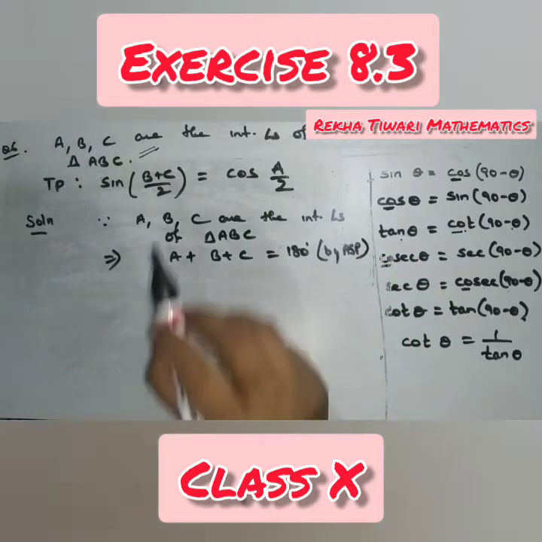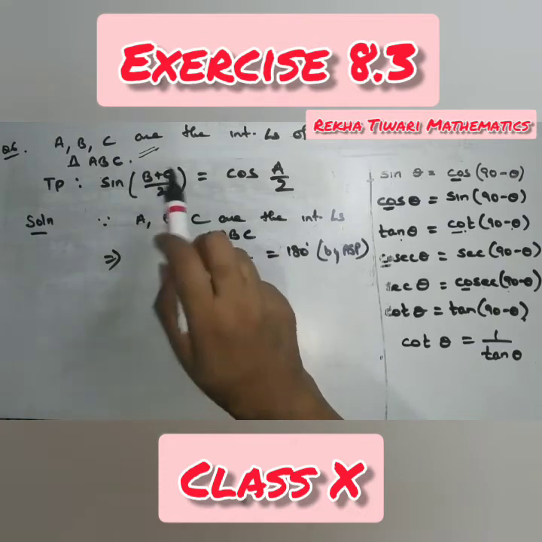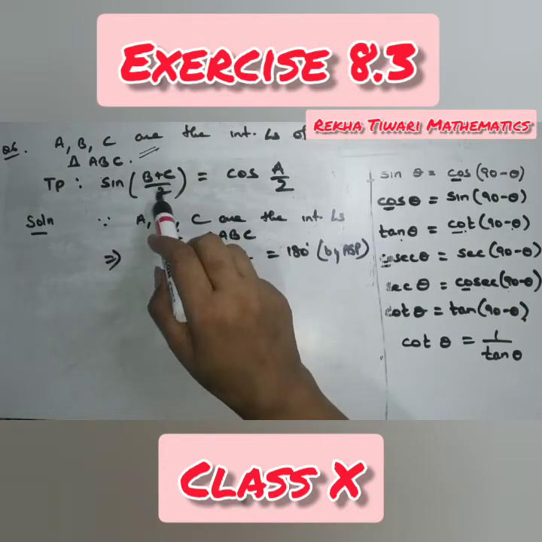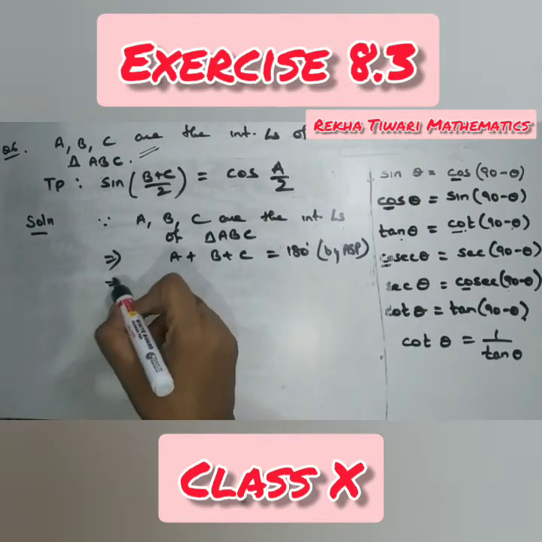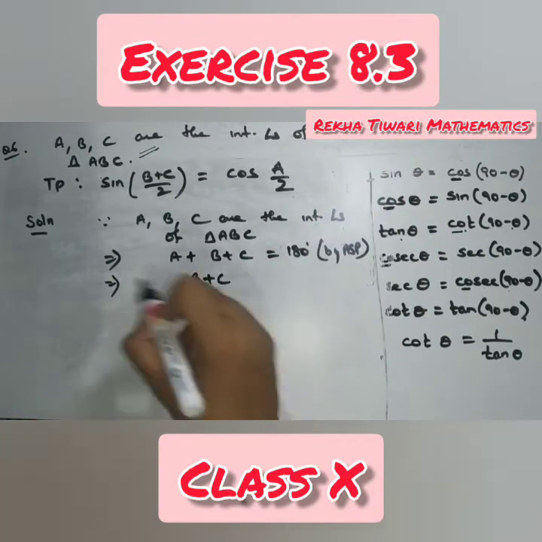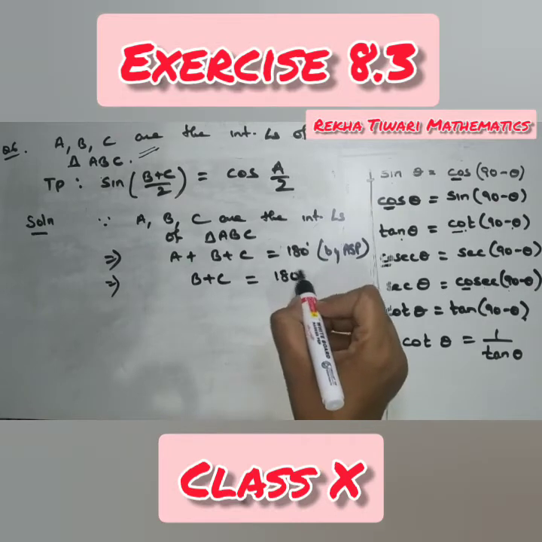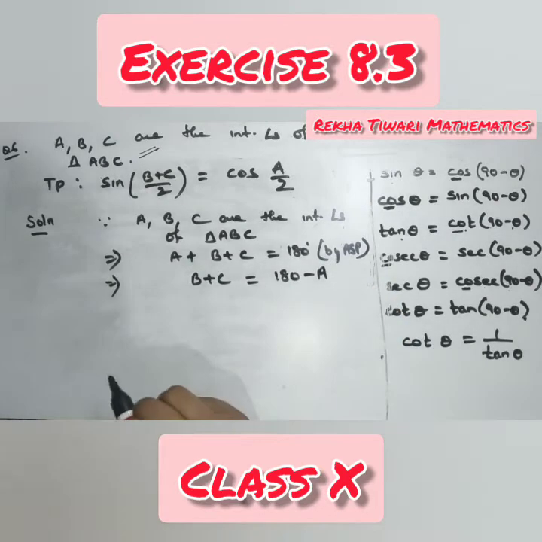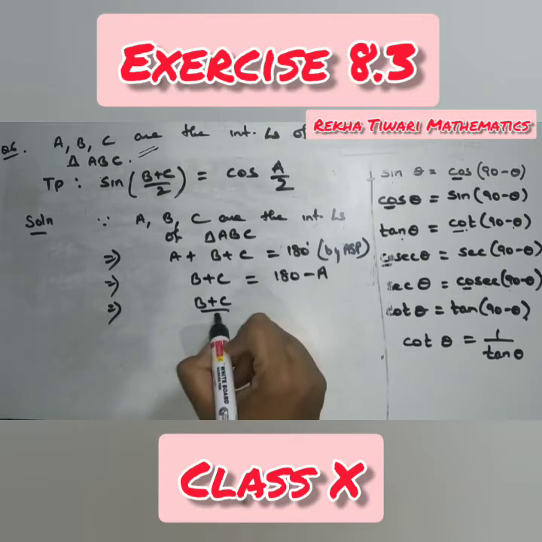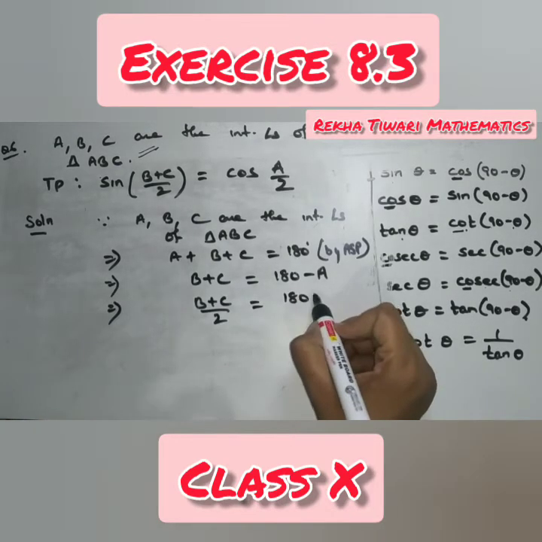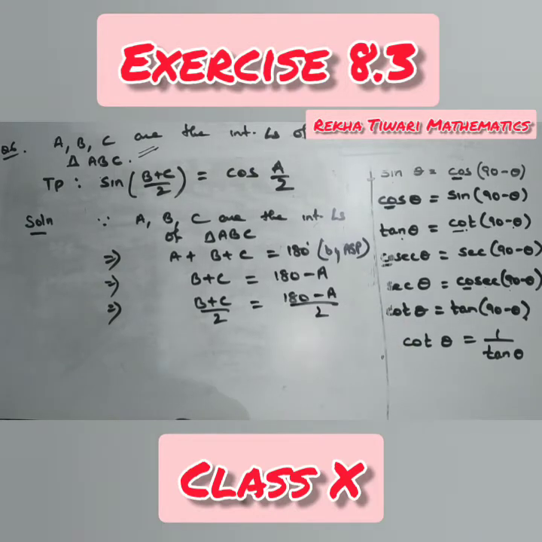Now you have to focus on what you have to prove. You have to prove that B plus C by 2 on one side, and on the other side it is A by 2. So let us keep B plus C here and shift A that side. Okay. Further you have to divide this by 2. So let us divide each term by 2. So you are getting in this way.